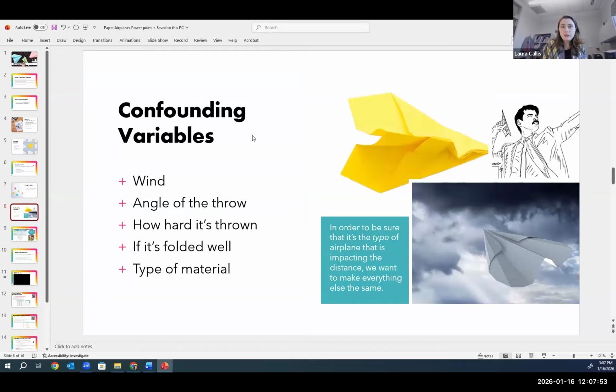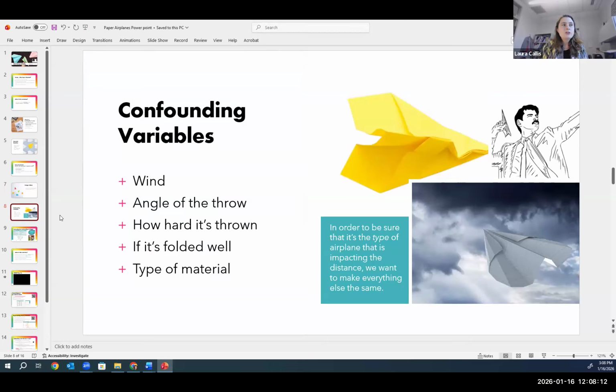So there could also be wind if we're doing this outside. It could be the angle of the throw that I saw on there. This person is throwing it straight up. That might be different from throwing it straight forward. How hard it's thrown, if it's folded well. This paper airplane is not folded well, right? How well it's folded is going to matter too, the type of material.